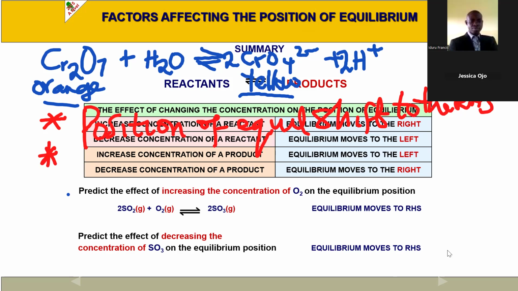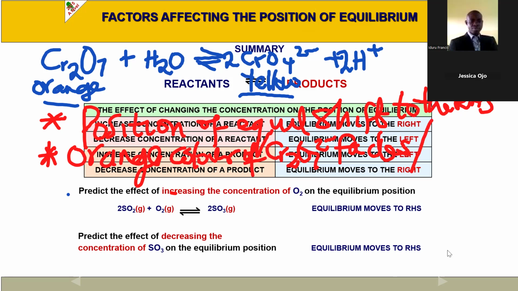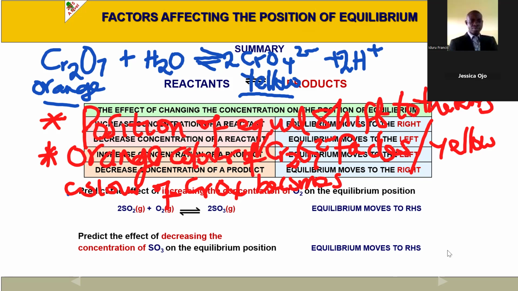Number two, they will not look for candidate that will write on the color changes. They will not say either orange color of Cr2O7 2 minus fades, for example, yellow color of CrO4 becomes intense yellow. Intense yellow.